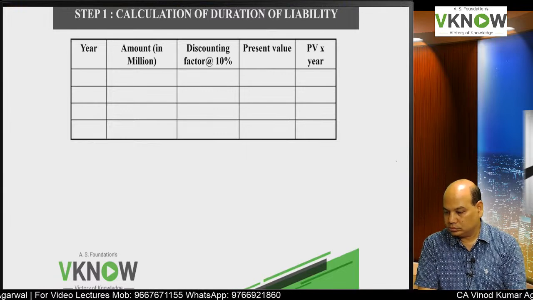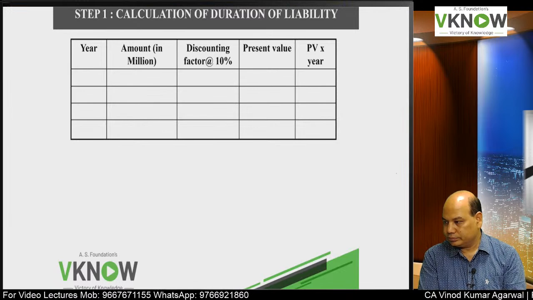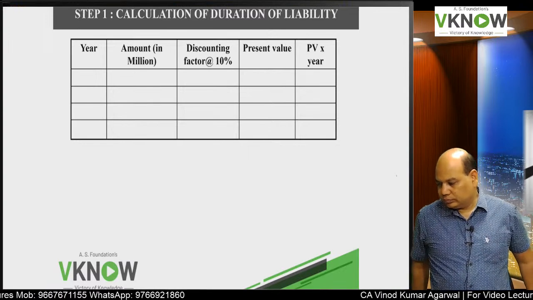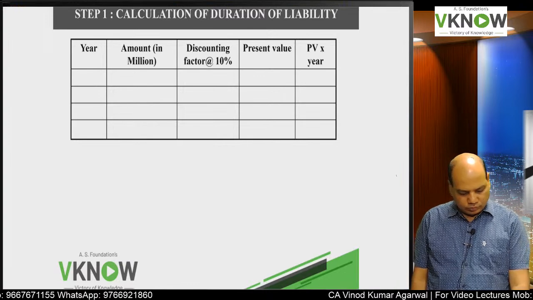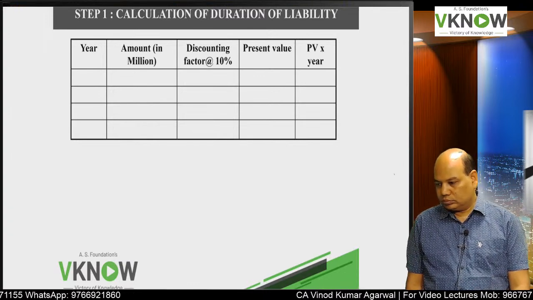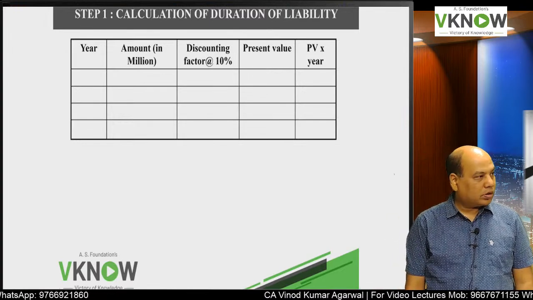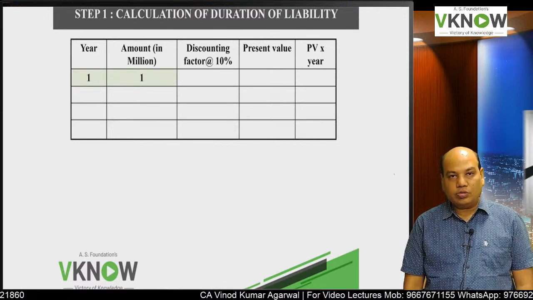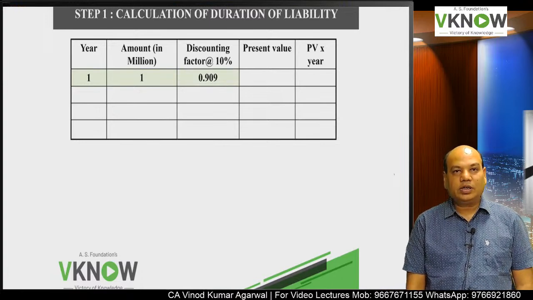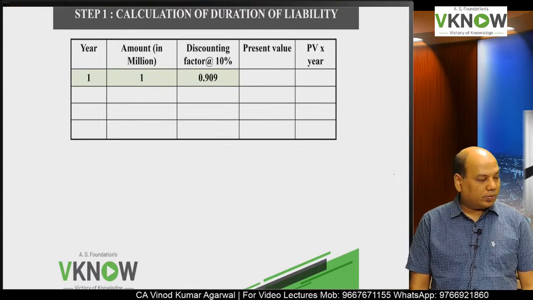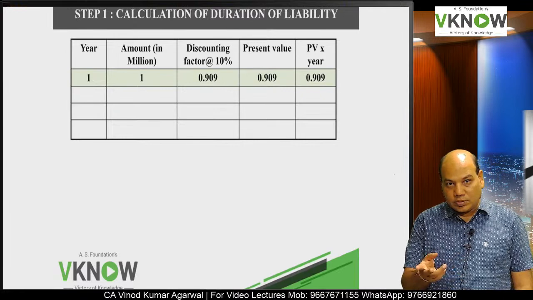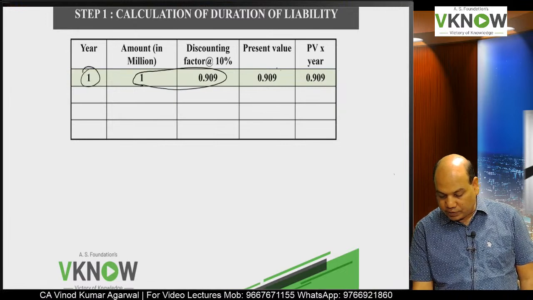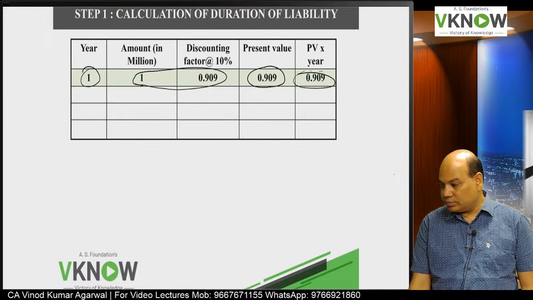So please solve. Solve yourself. Come on, everybody. First year column 1. Amount is 1 million. Discounting factor at 10% will be 1 divided by 1.10, which is 0.909. Present value will be same, 1 into 0.909. And year into present value will also be same.